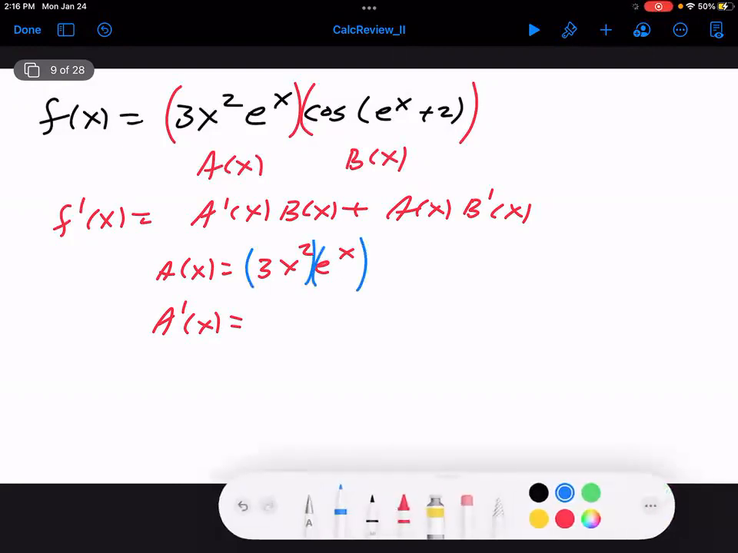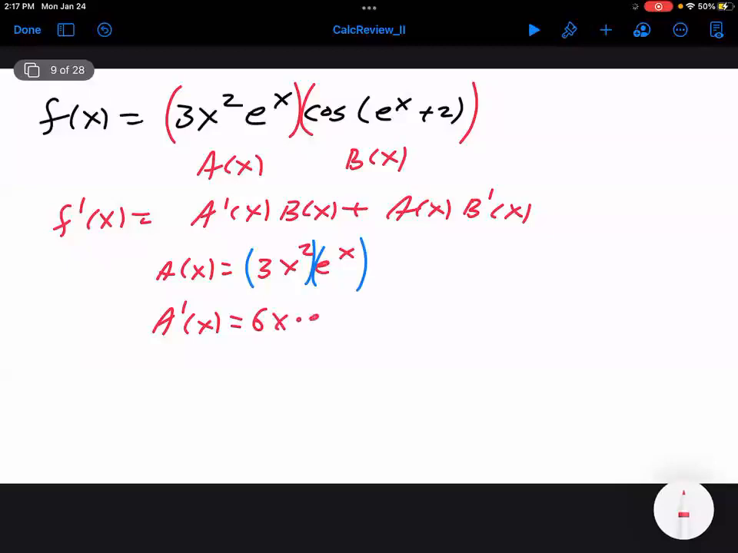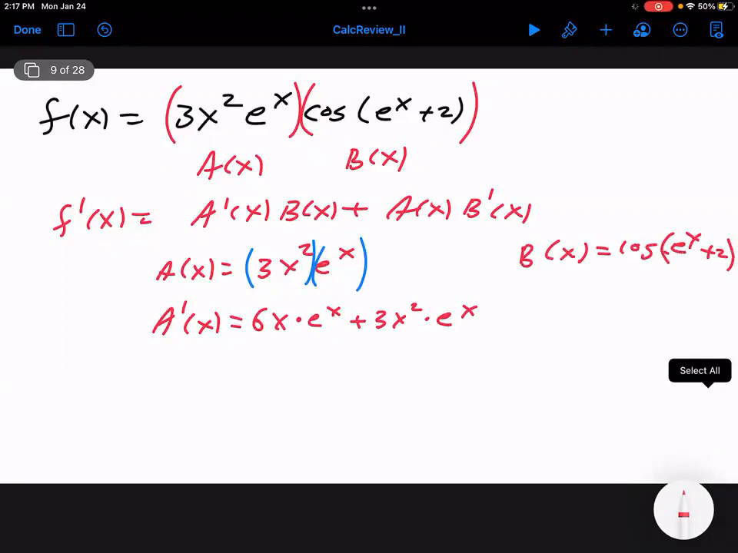I would have the derivative of 3x squared. So it's going to be 6x times e to the x plus 3x squared times e to the x. B of x is just going to be cosine of e to the x plus 2. Whenever you hear "of," you should be thinking chain rule.